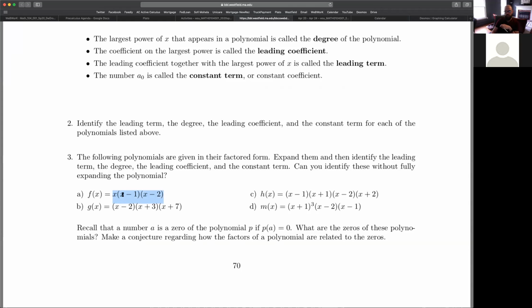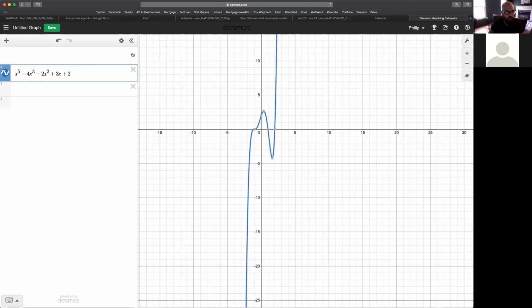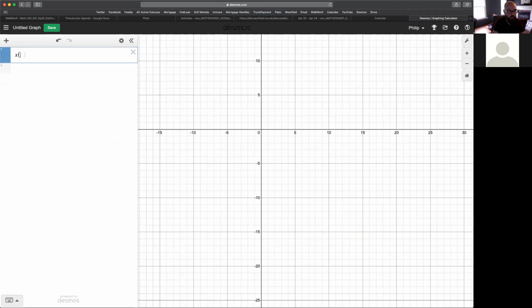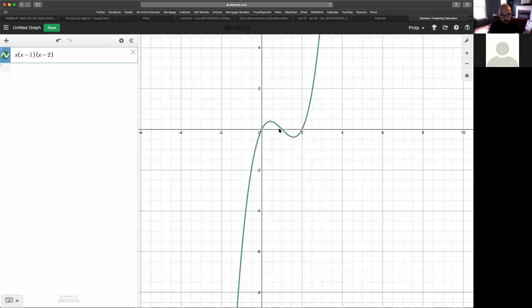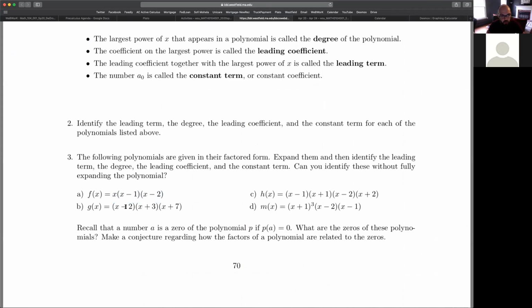So if I were to graph x times x minus 1 times x minus 2, we should notice that the 3 points where it crosses the x-axis are 0, 1, and 2. And coming over here, what are the zeros on these? 2, -3, and -7. Right, so plugging in 2 would give you here, here, and here.